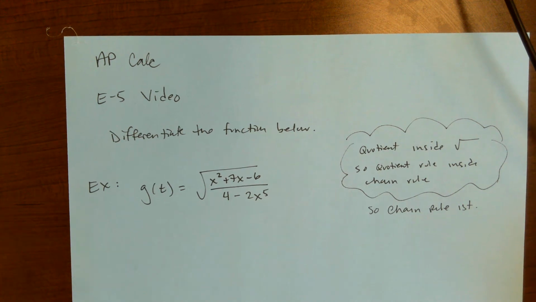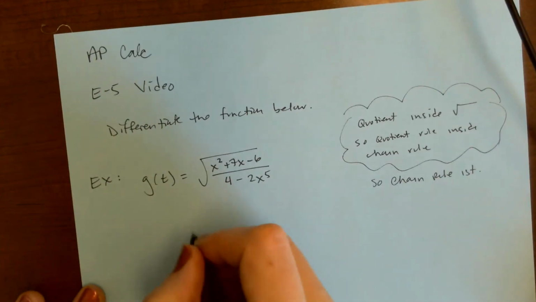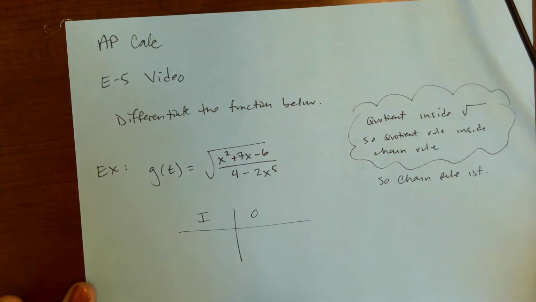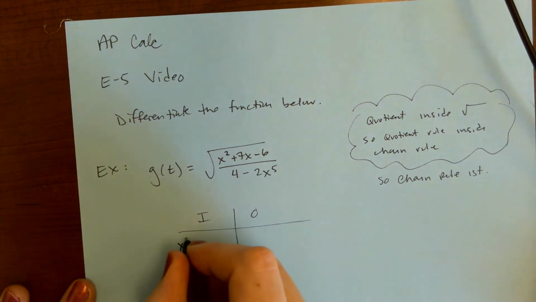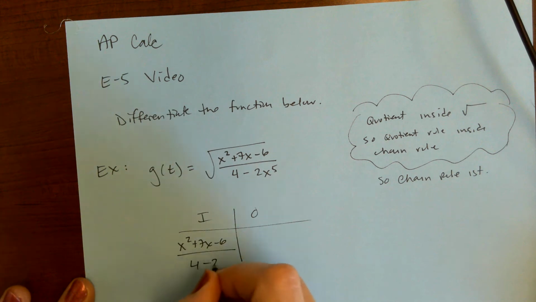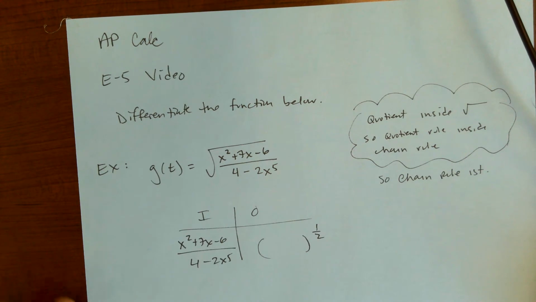If you're using the quotient rule inside of the chain rule, that means the chain rule comes first. So I'm going to begin like this: in, out. The inside function is x squared plus 7x minus 6, to the fifth. And that's the outside function.